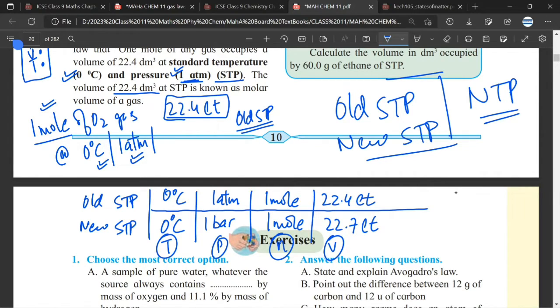As we progress, we'll understand what is NTP, but right now, this should be enough. And of course, another thing that we need to understand is what is the difference between 1 atmosphere and 1 bar? Basically, what is the relation? How are both of these related? That we'll understand in just 2 minutes. Are we clear till here?